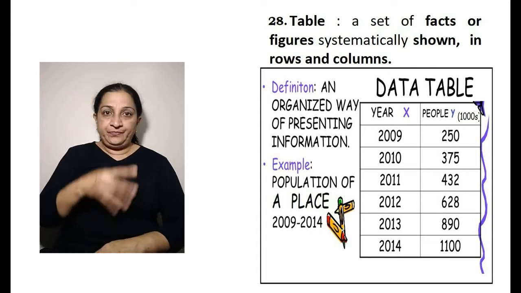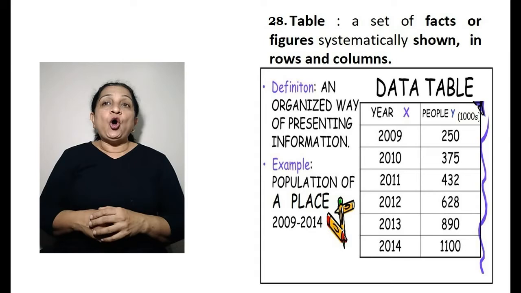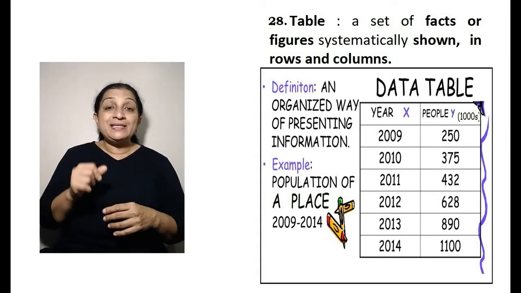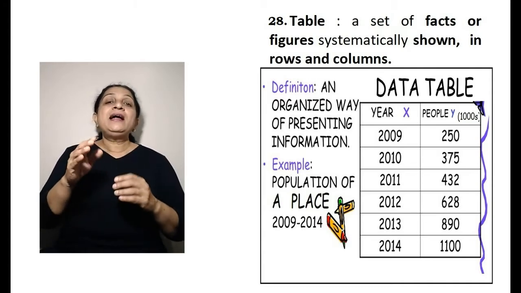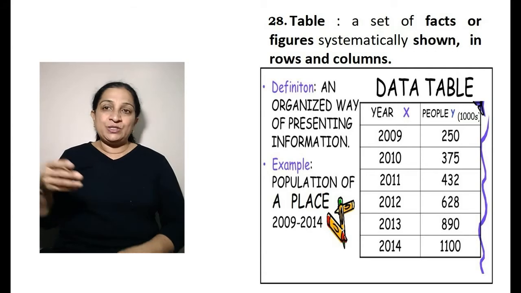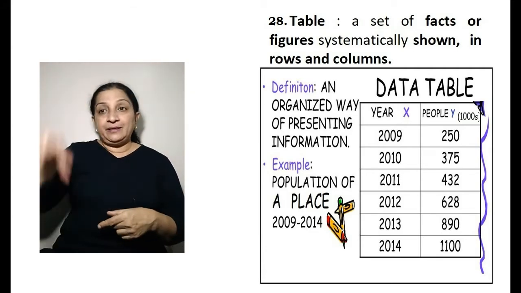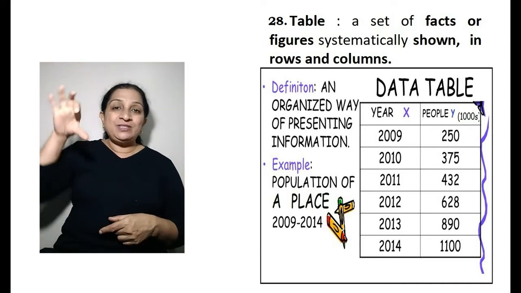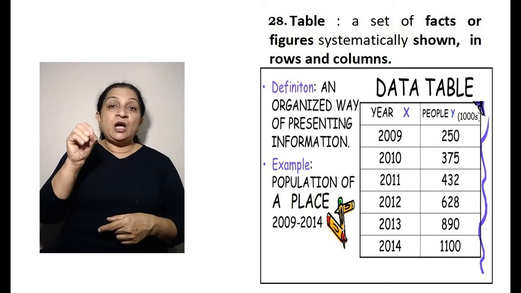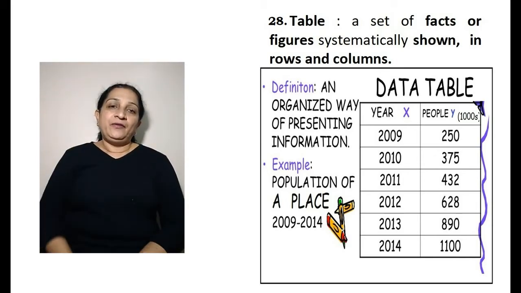Table. This is a picture of different facts or numbers arranged in a table. Okay, so you have columns and rows. For example, in this you have a year and people. So in 2009 you had 250 people, and in 2014 you have 100 people.